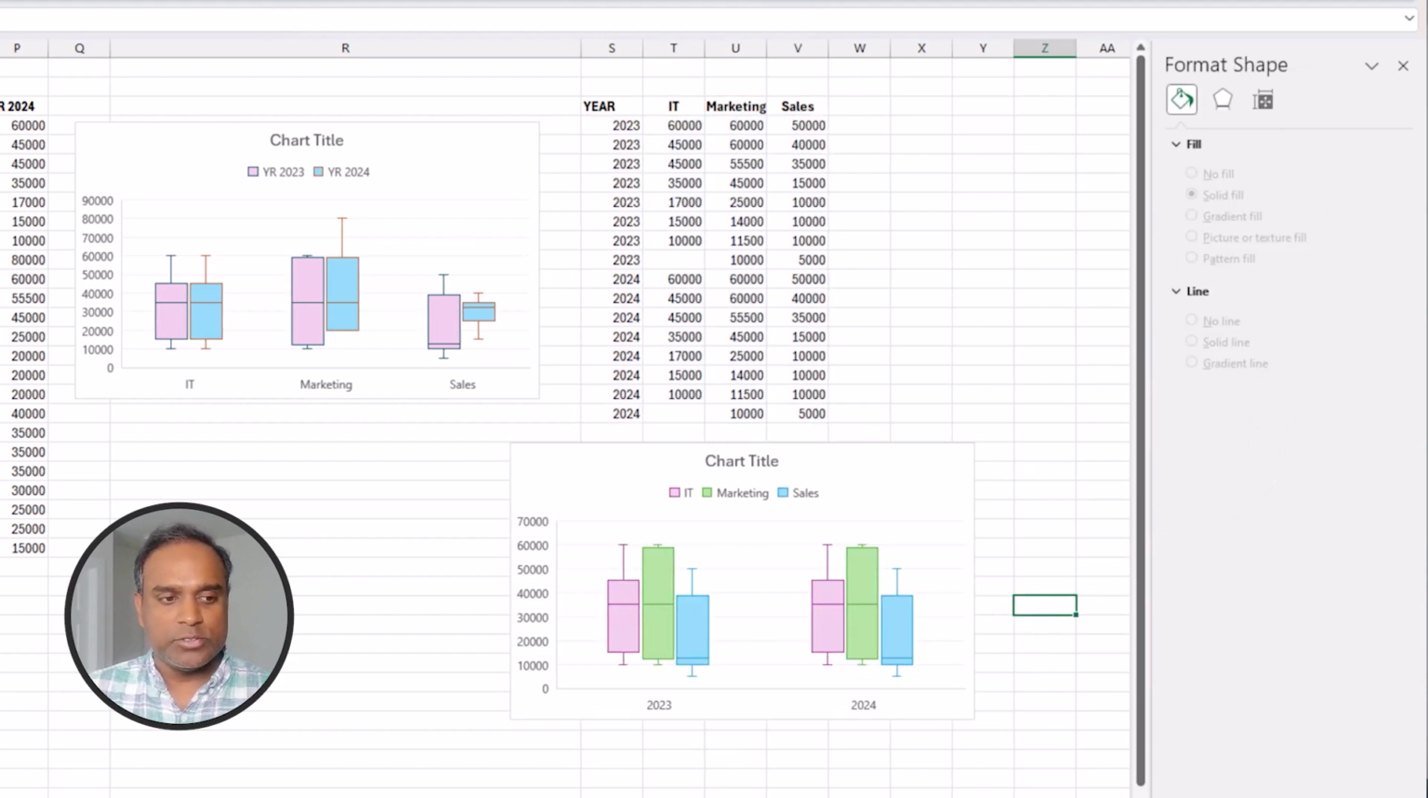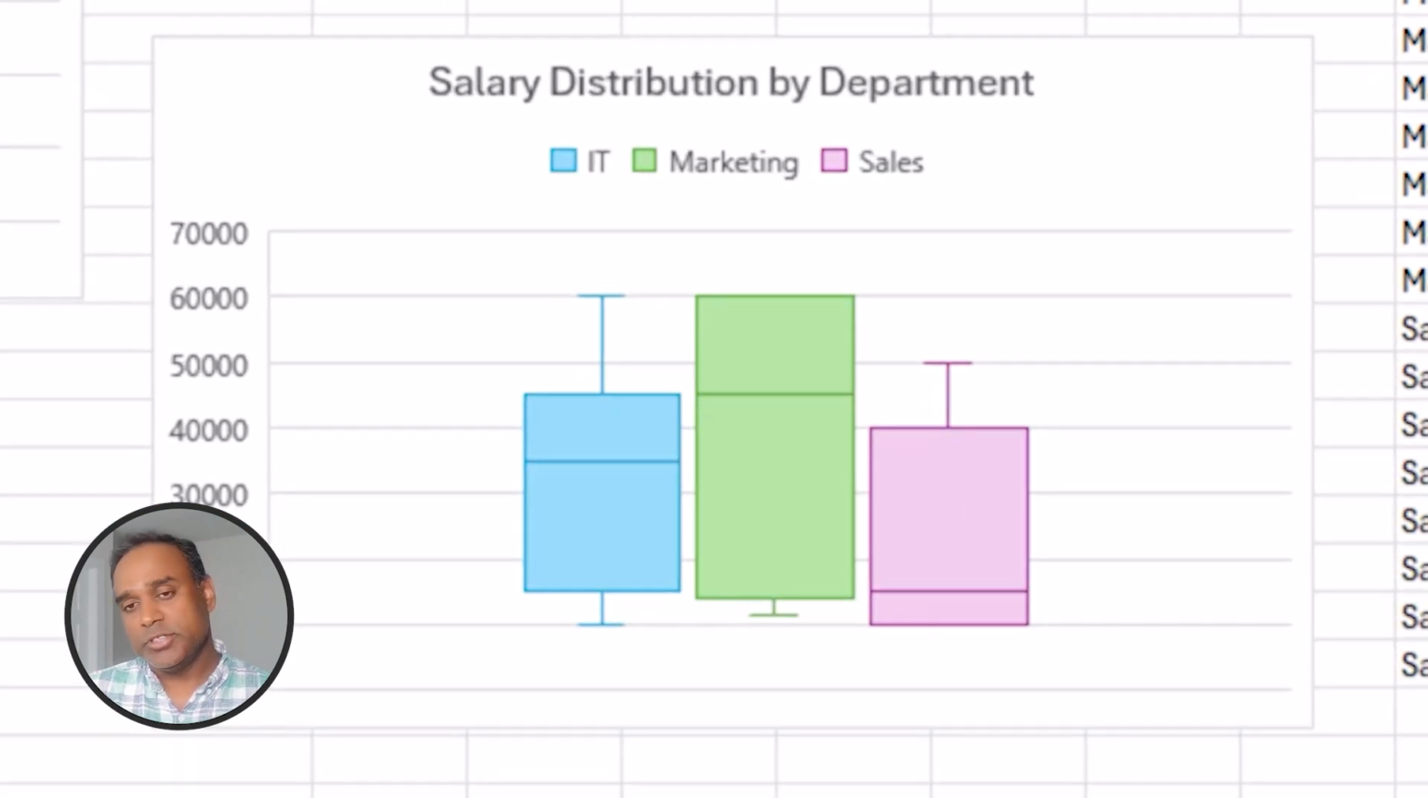Okay, so that's everything. So we have now created those four types of charts. Again, those are not technically four different types, but depending on how your data is structured, you can choose one of these options. Multiple series, single series, whether your data is structured vertically stacked or horizontally laid out, all those combinations, you now know how to create the box plots.